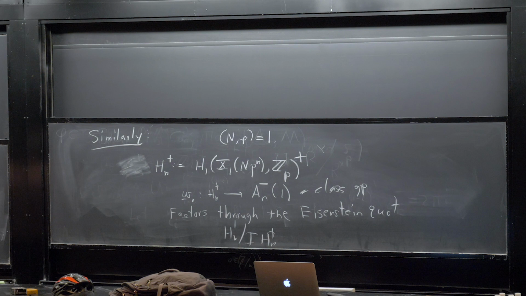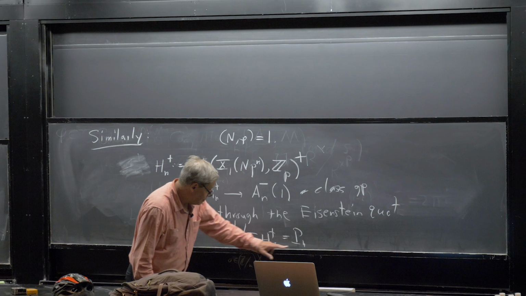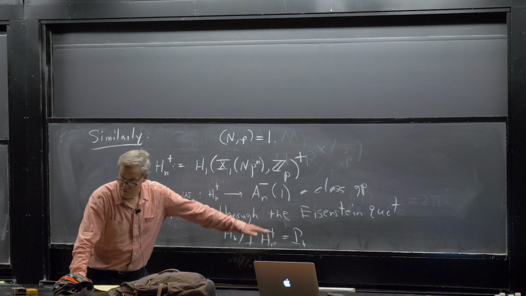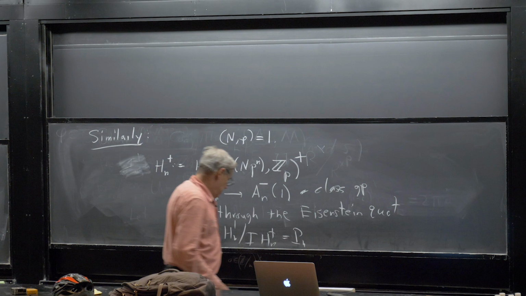He calls this thing Pn. And then think of the omega n really as something from Pn to An minus. And that's the first part. The first statement is that it factors through the Eisenstein quotient. And I'm just making the remark that even in the simplest case, proving that it factors through the Eisenstein quotient was not obvious. But the conjecture is that it always happens.